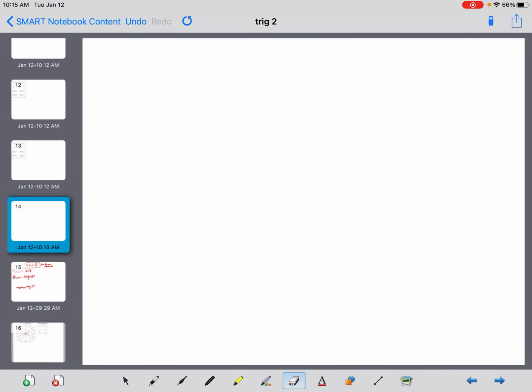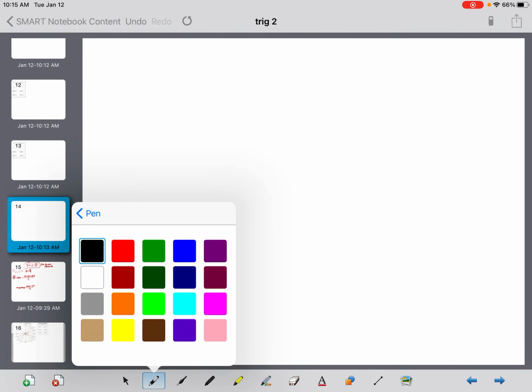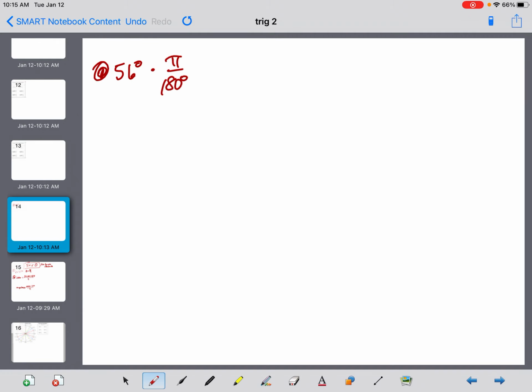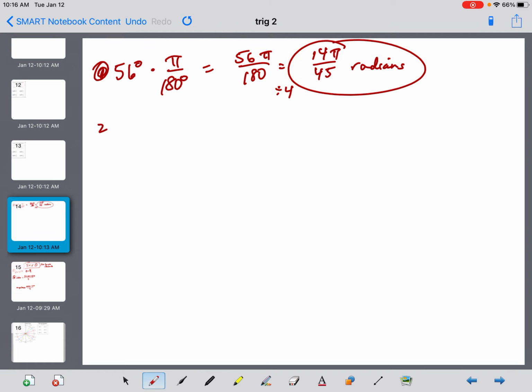Anyway, chapter 4 review. Number 1, converting 56 degrees to radians. When we convert degrees to radians, you have to multiply by pi over 180 degrees. The degrees will cancel. You just get 56 pi over 180. Now you simplify the 56 and 180, you can divide those both by 4, and you get 14 pi over 45 radians. Done.